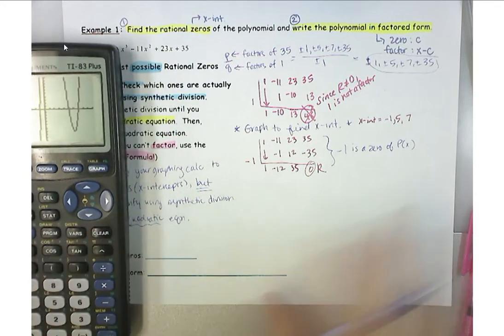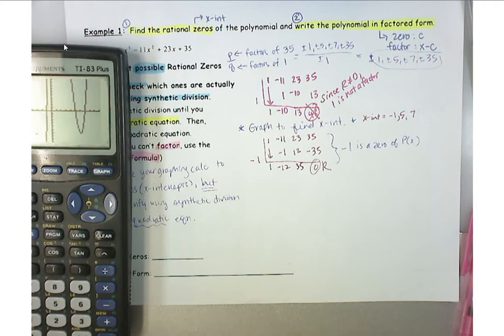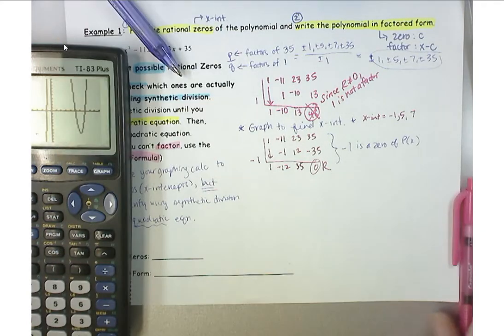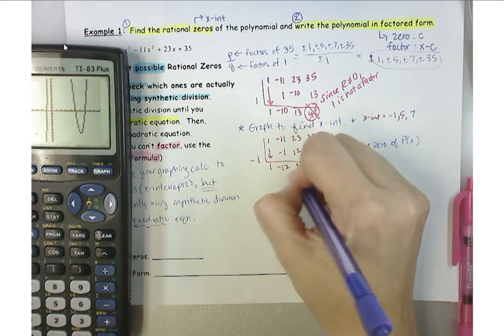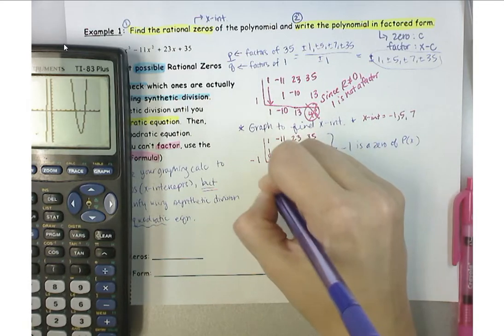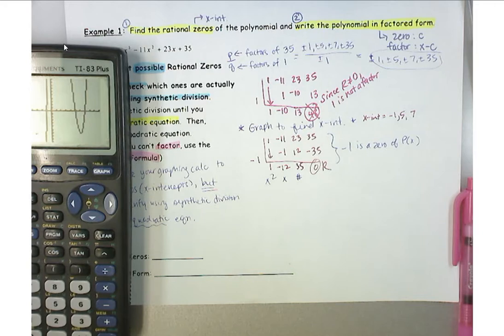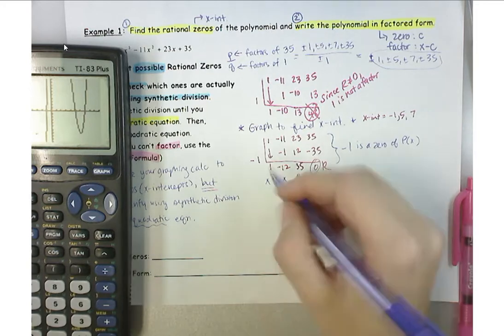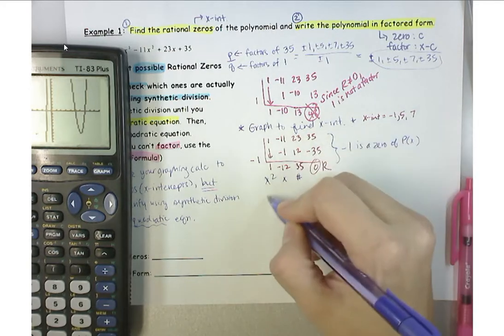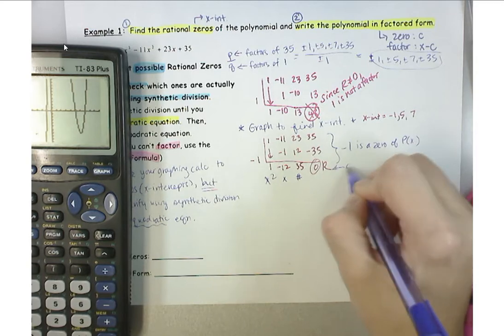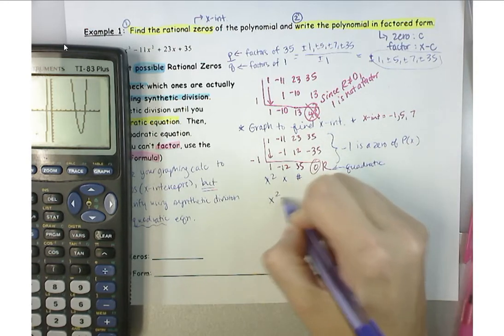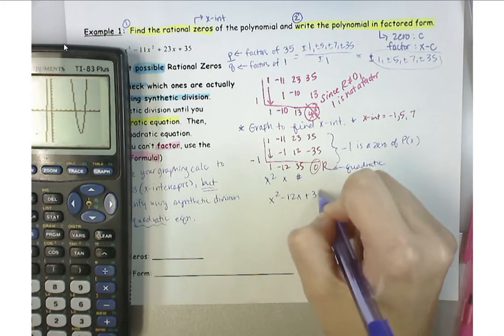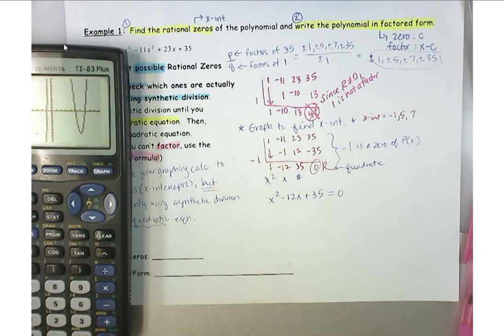Okay, and then we're going to practice finding the other ones using the quadratic. So I know this is a quadratic because if this is my remainder, this is my number term, this is my x term, this is my x squared. Those are my coefficients. So the quadratic, I'm going to just label this, is x squared minus 12x plus 35. So I'm going to set that equal to 0 to solve.